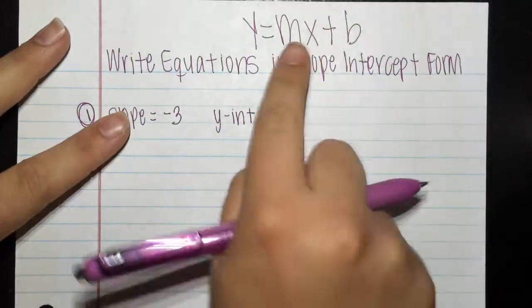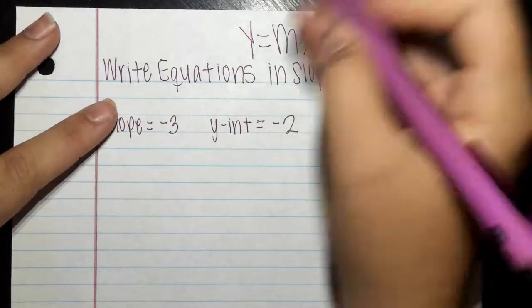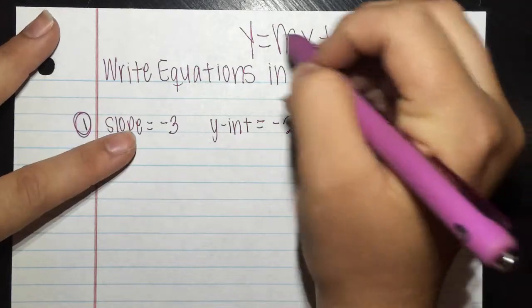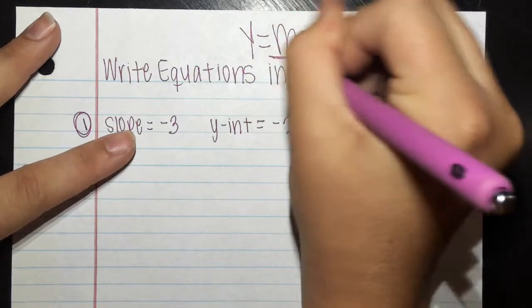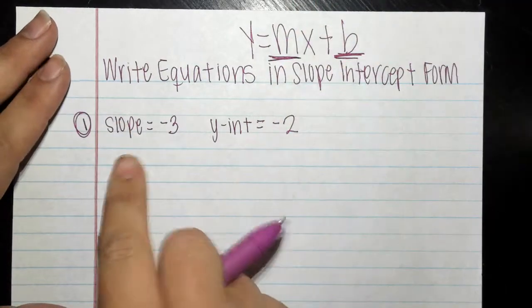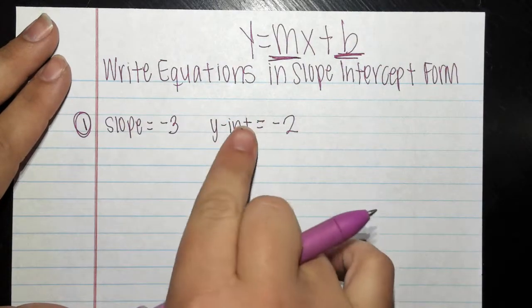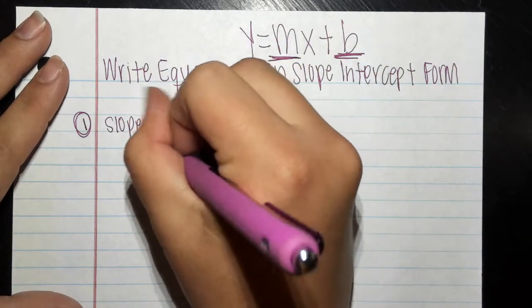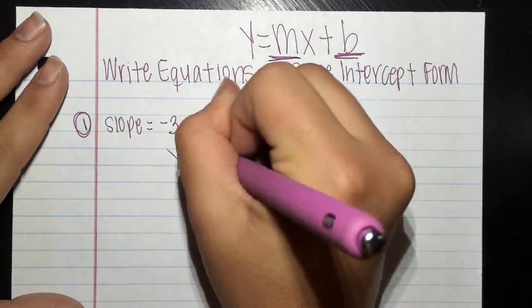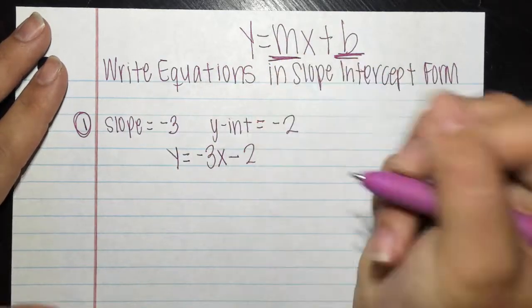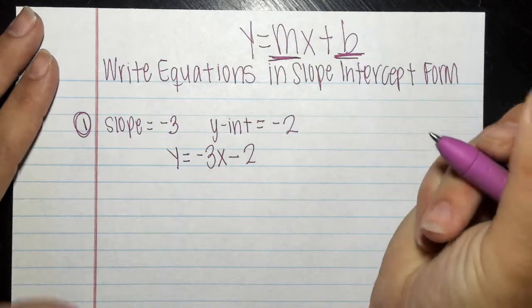Well, all we need, remember, to leave it in slope-intercept form, the only variables that we're going to have plugged in are m and b. Well, guess what? I have m and we have b. So, all you have to do is y equals negative 3x minus 2. That's it. Coolio?